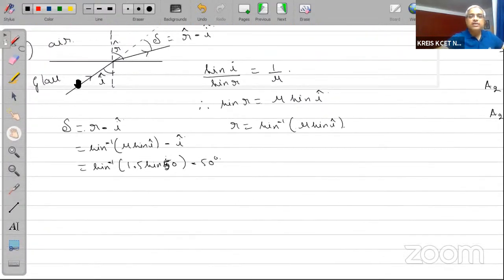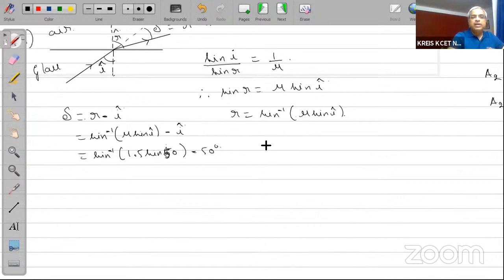Okay, students, sin 50 is usually not a number that is easy to remember, but let me give you what sin 50 is. It is 0.76. You can write that down and keep it with you. Now sin r will be equal to 1.5 into 0.76. Let's see what that will be.